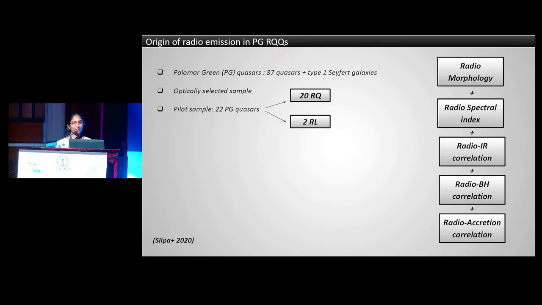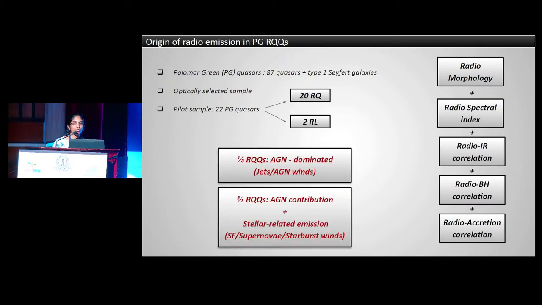Now, based on a couple of analyses, such as you see on the right: radio morphology, radio spectral index images, radio-IR correlation, correlations between radio and black hole properties, as well as between radio and accretion properties. Based on all this, we concluded that the radio emission in one-third of the radio quiet population is coming from AGN, meaning coming from jets or AGN-driven winds, whereas in the remaining two-thirds, it has contributions from both AGN as well as stellar-related activities, such as star formation, supernovae, starburst-driven winds, etc.